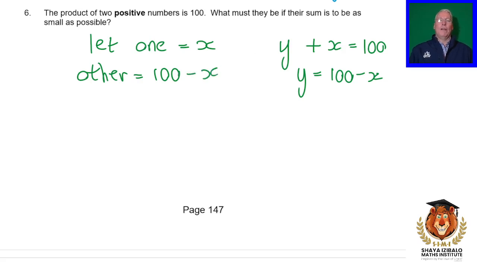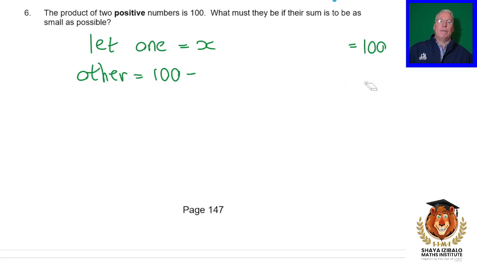Right. It's quite possible that we don't really need this, okay, but maybe we do. So, all right. Now, we want the, sorry guys. Okay. We don't want the sum to be 100. We want the product to be 100. Okay. So the product must be 100. Okay. So x times y must be 100. So the other number must be 100 divided by x. Okay. So the one number is x and the other one is 100 over x.